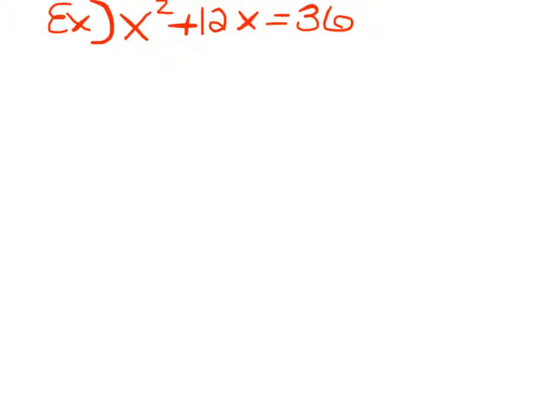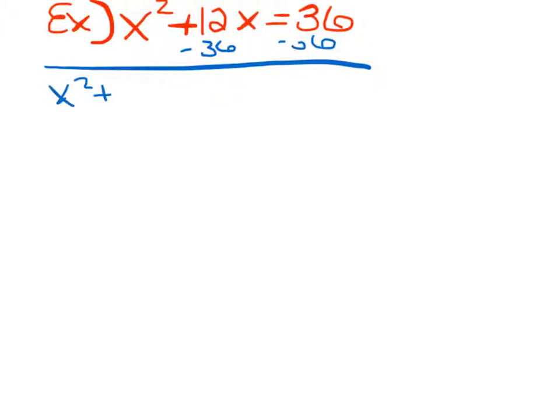Okay, so now that you've had a chance to try it, I'm going to solve it. We'll see if you were able to get the same answer as me. I do first need to get it into standard form, so I will start by subtracting 36 from each side, giving me x squared plus 12x minus 36 equals 0.